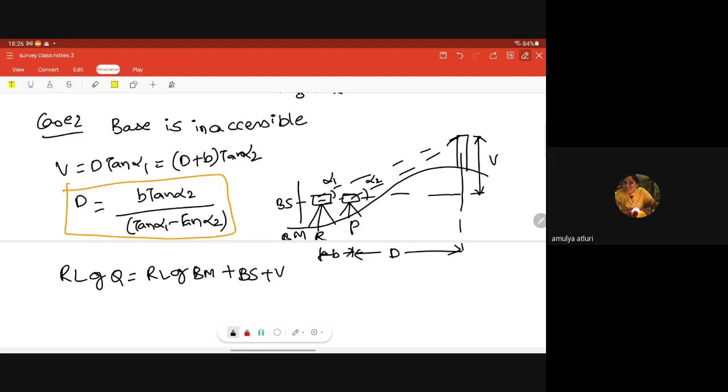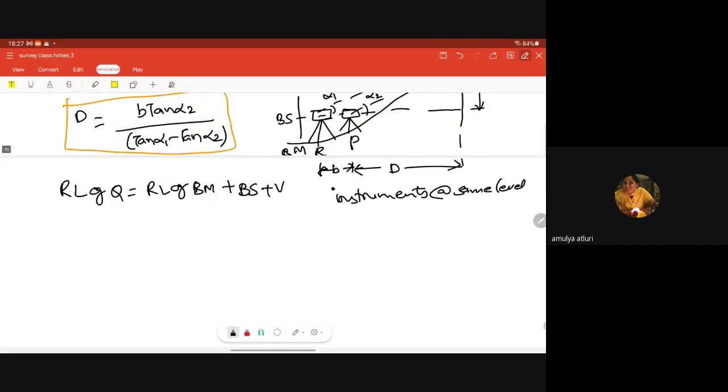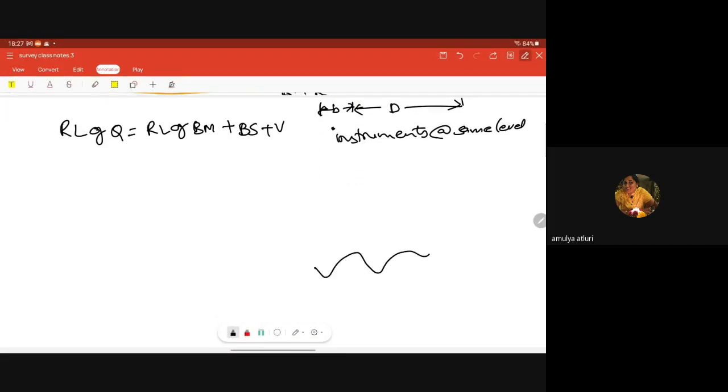Okay, so this is the case if my instruments are both at same level. In some cases, we can't keep the instrument at same level. There may be more undulations of the land. Then, if my instruments are at different levels, okay.